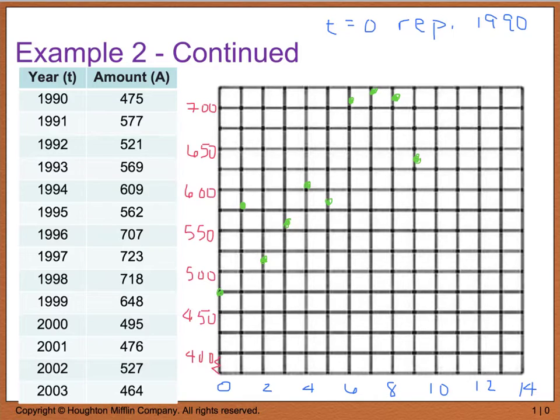2000, which is now going to be represented by 10, is at 495, or just shy of 500. 2001 is 476. 2002 is 527. And 2003 is 464.